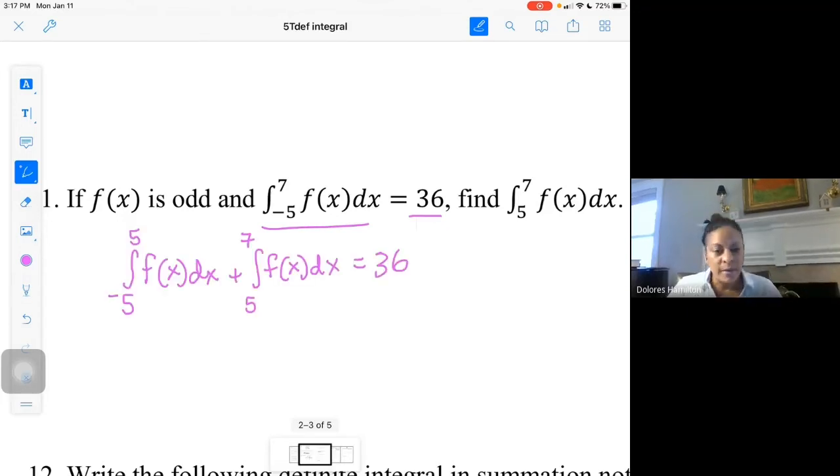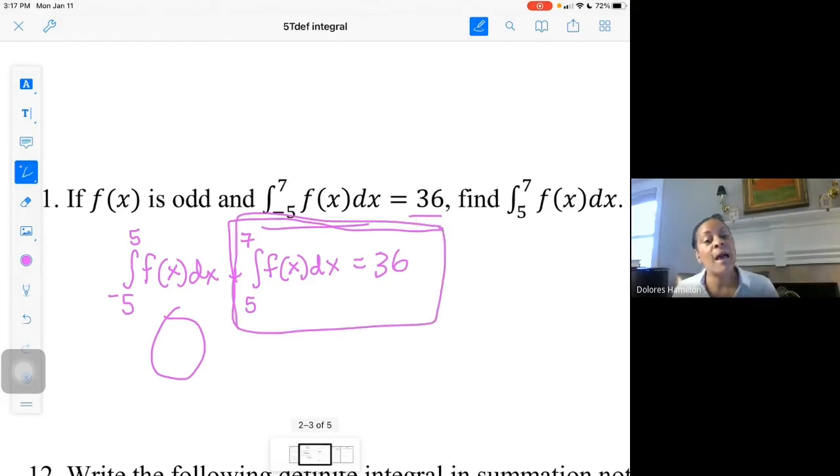Why would I think to do that? Well, it's because we know information about the symmetry of even and odd functions. I know that the integral from negative 5 to 5 of an odd function is a big fat 0. So now I have my answer, that the integral from 5 to 7 has to equal 36.